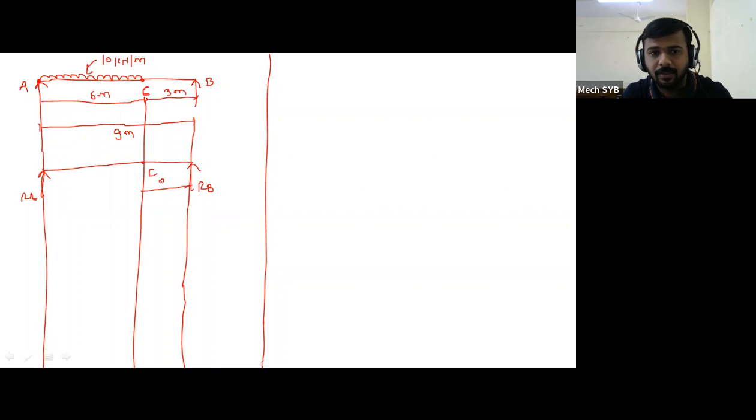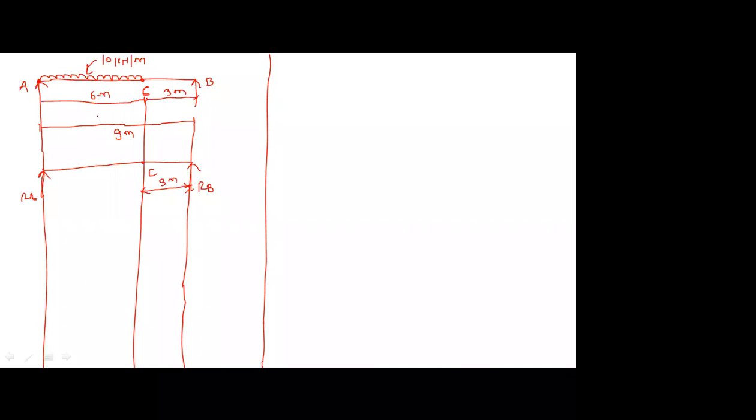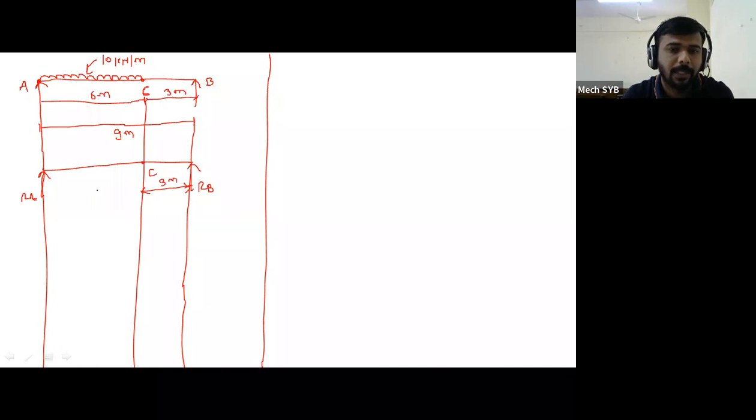This distance is 3 meters. Now, what is our formula if we have to convert the UDL into a point load? WL. Our formula is: equivalent point load is equal to W into length. So here, this point load I will represent by the dotted line.